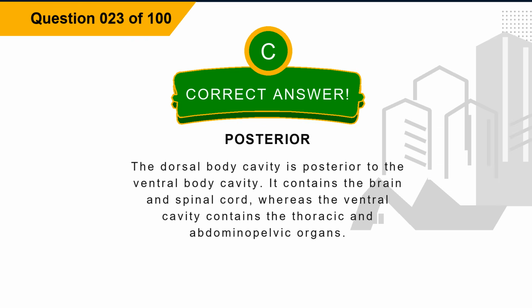Explanation: the dorsal body cavity is posterior to the ventral body cavity. It contains the brain and spinal cord, whereas the ventral cavity contains the thoracic and abdominopelvic organs.